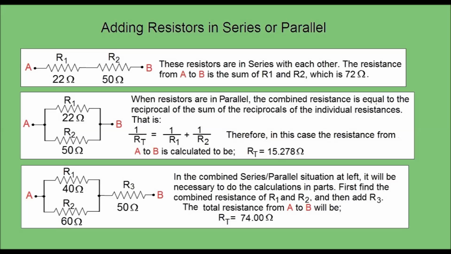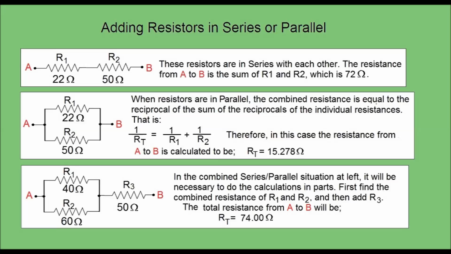When resistors are connected in parallel, the electrons now have more than one path to follow, and the combined resistance is less than the individual resistors. The method to use is to take the reciprocal of the sum of the reciprocals of the individual resistors. This works for any number of resistors taken in parallel.